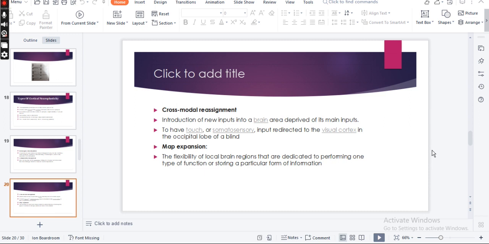Now, cross-modal reassignment. In cross-modal reassignment, there is introduction of new input into a brain area deprived of its main input, for example, having touch or somatosensory input redirected to the visual cortex in the occipital lobe of a blind person.